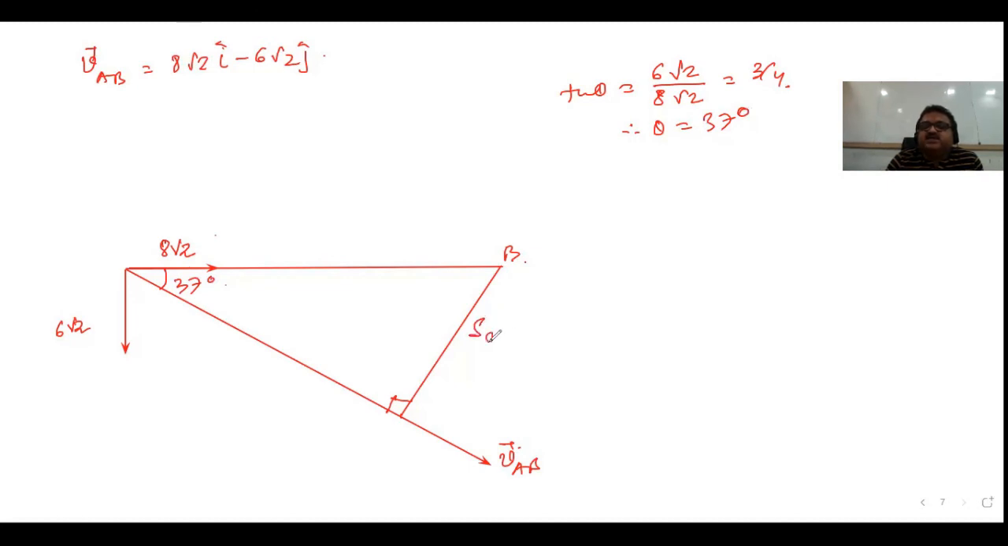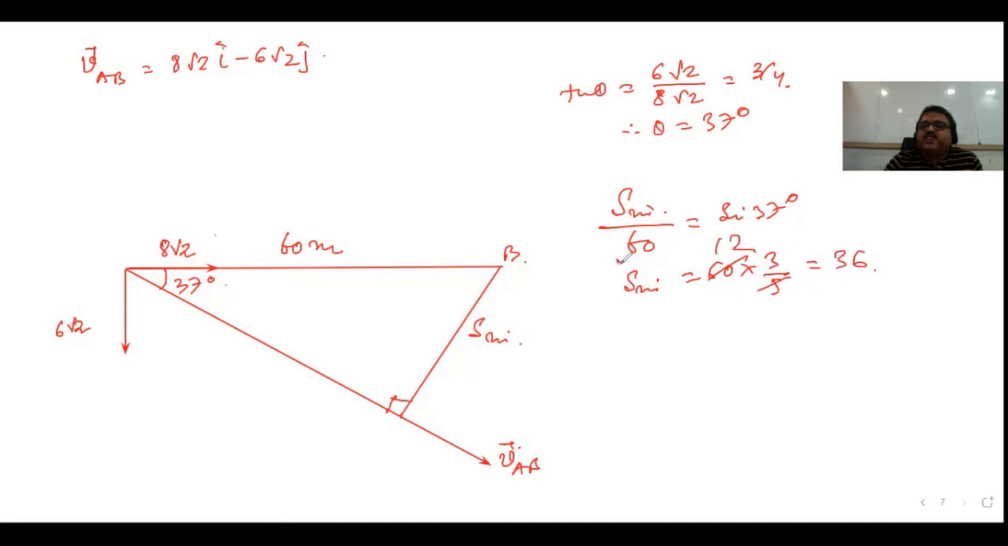Now we need to calculate what this distance is. This is the minimum distance, S minimum. This separation is given in the question, that is 60 meter. So if I apply trigonometry, what will happen? This height, that is S minimum, by hypotenuse, that is 60, is equal to sine of 37 degree. Sine 37 degree is 3 by 5. So this is 36 meter. Okay.